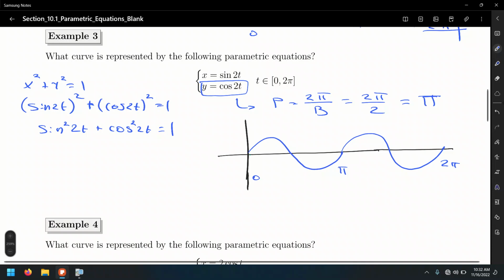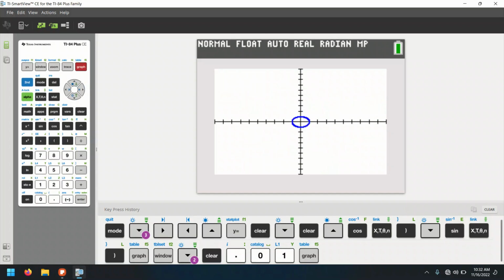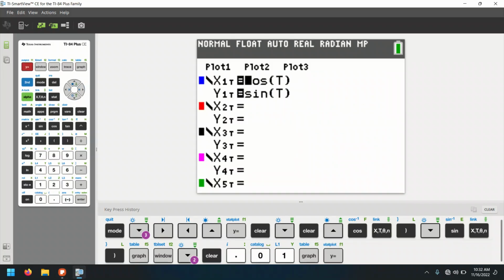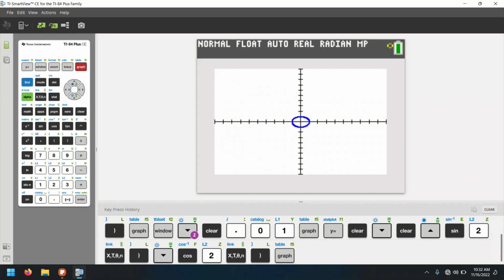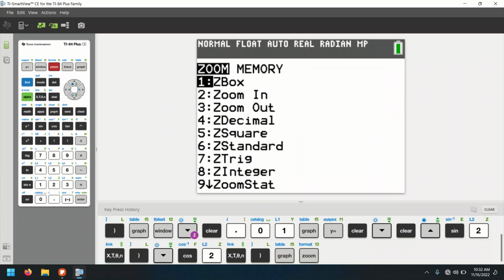Let me go to the graphing calculator. Let me clear everything here because everything is going to be reversed. So that's sine of 2t, close parentheses, cosine 2t. Okay, so let's graph. This was a little hard to see, but the parametric graph actually did two turns in the clockwise direction. Let me see if I can zoom in. Just zoom in.